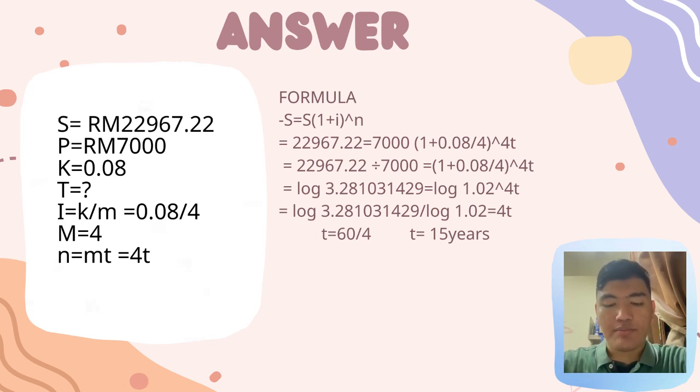Log 3.281031429 over log 1.02 equals 4 times t. After you do the calculation, we convert it for the third time. So in order to find t, 60 over 4. Now you divide like usual and you get the answer, which is t equals 15 years.